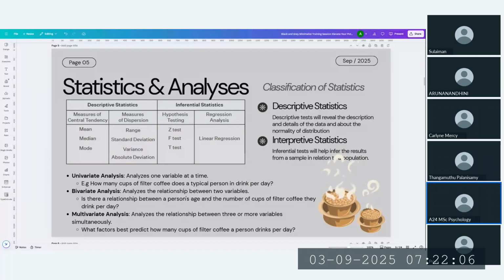Now, multivariate analysis deals with many variables. What are all the factors that predict the number of cups of coffee a person drinks in a day? It could be their job is one factor, age is another factor, the price of the coffee is another factor, where they live is another factor, right? So when you analyze that, that is multivariate analysis.